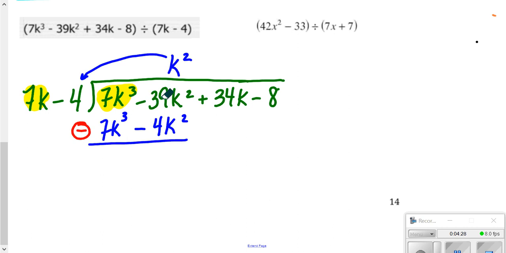And then I have negative 39 minus negative 4. So that's really adding 4, right? Think about it like this, if that's confusing to you. Okay, so I'm going to get that negative 35k squared here. Okay, and then I'm going to bring down, this is a little bit of a personal preference thing, but I bring down all the rest of it.